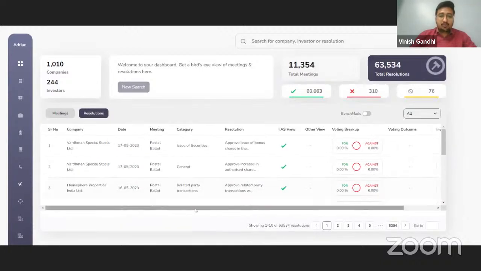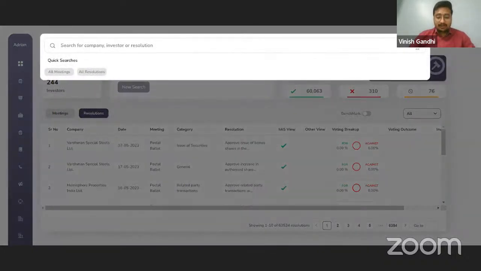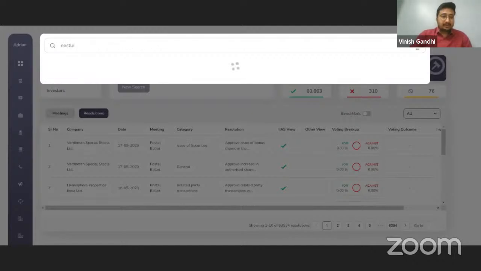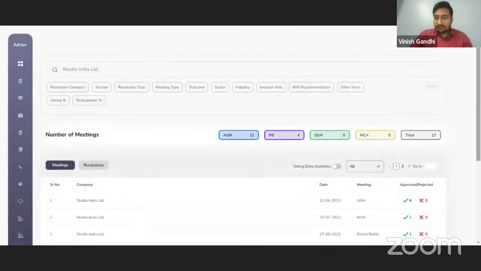So this is the homepage of Adrian, and on the top we have a free search bar which allows you to search anything. For example, if you want to look for a company, you can type in the name of the company. You can type in the name of any of the investors, or you can also search for a particular resolution. For example, if you're looking for an FMCG company, let's say Nestle, you can just type in Nestle over here, and the company will show right here.